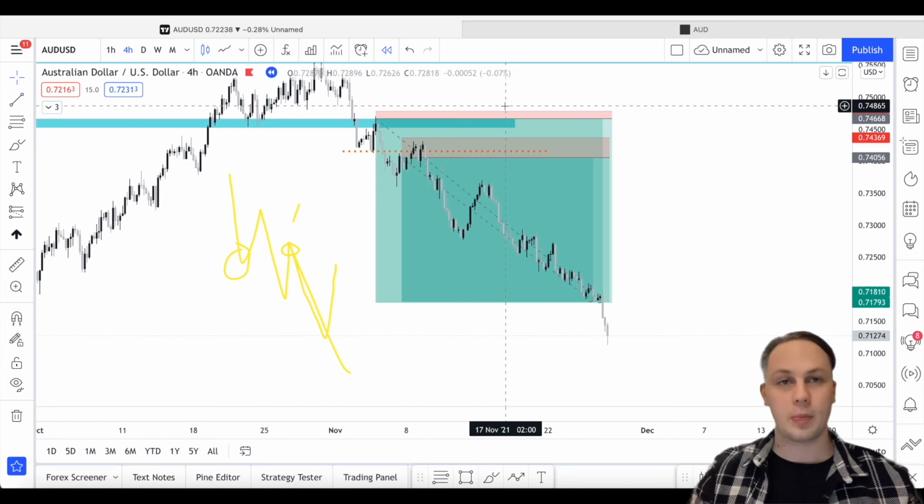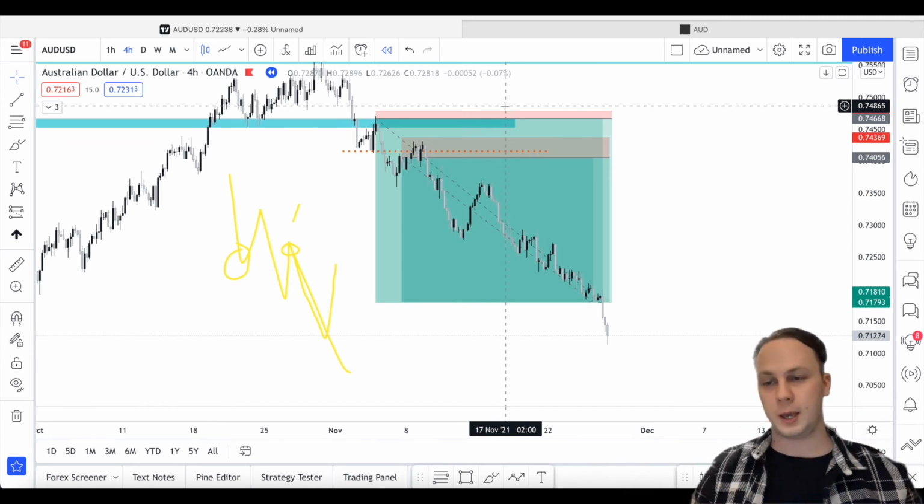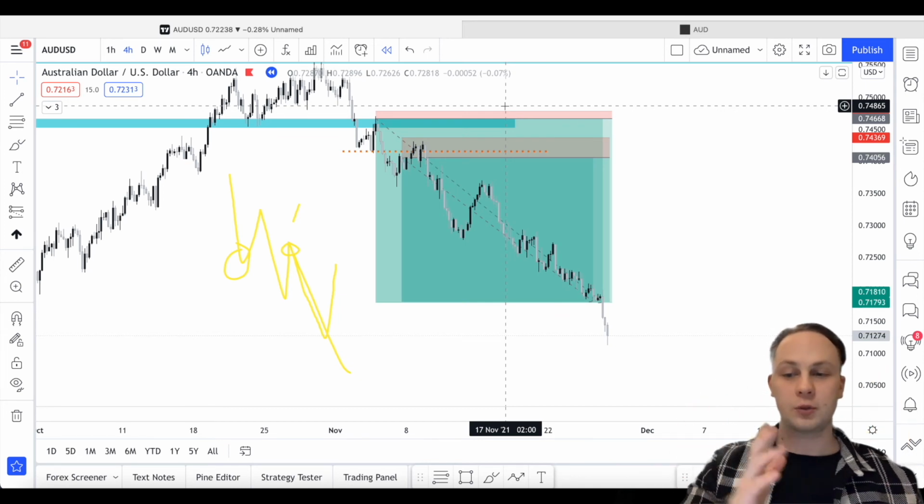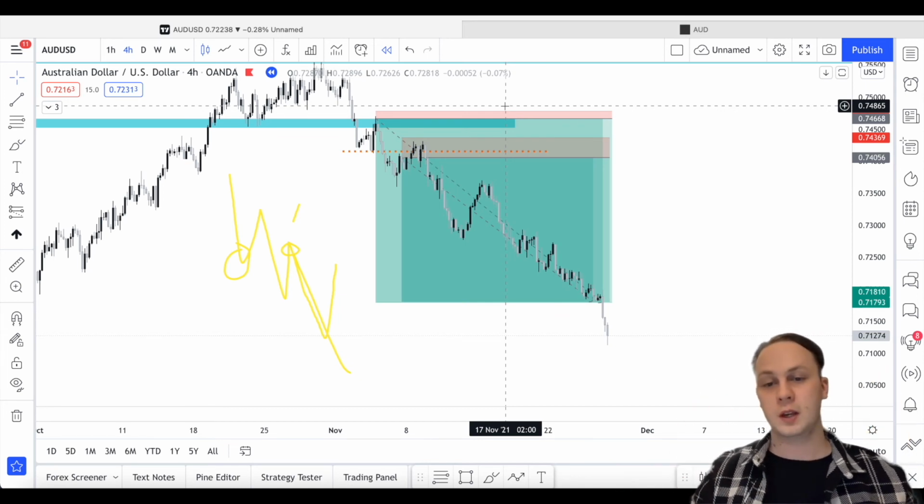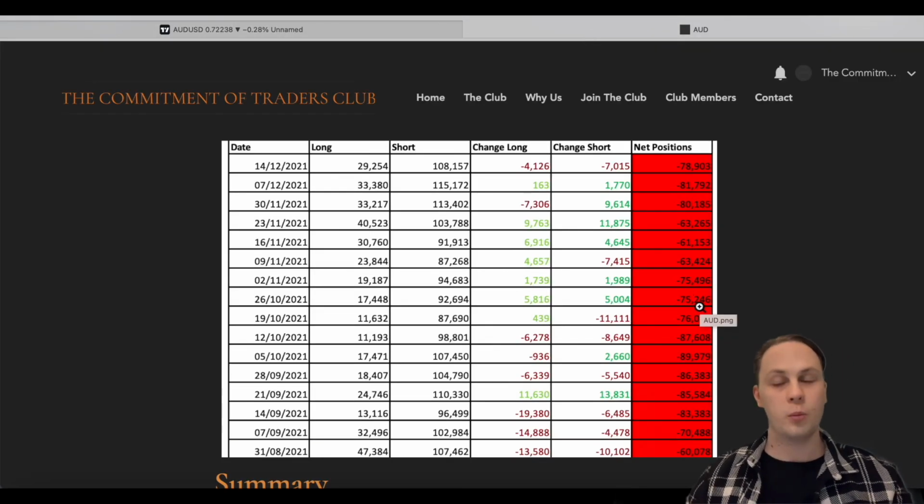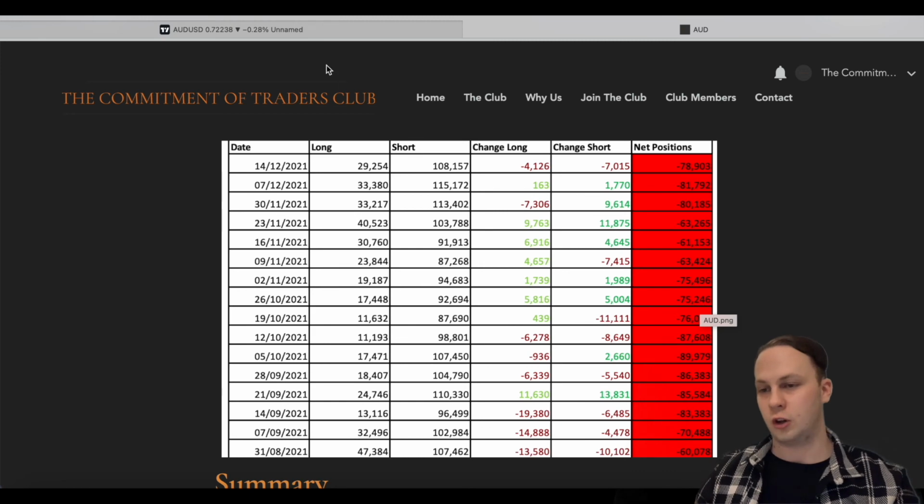To recap, the break and retest strategy is super easy. Step 1, identify the true direction of the market. Zoom that chart out, look at it on the bigger picture. Step 2, what are the banks and institutions doing? Clearly, we looked at the COT data. They are massively net short, which means they are selling the Australian dollar.